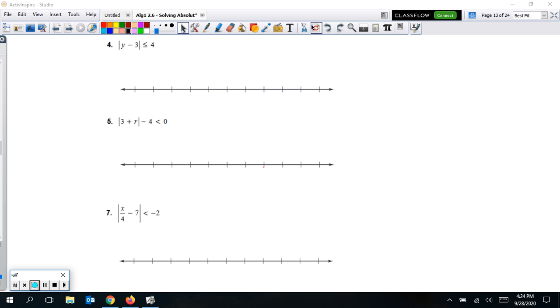I think that's what you're going to see most often. So we're going to start with just writing out what this inequality is here. Let's go ahead and write out the y minus 3, and it's less than or equal to the 4.